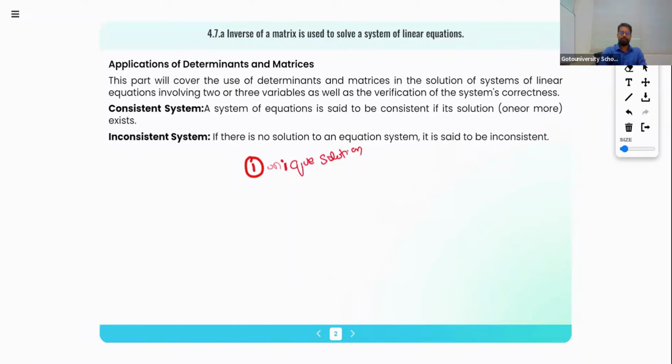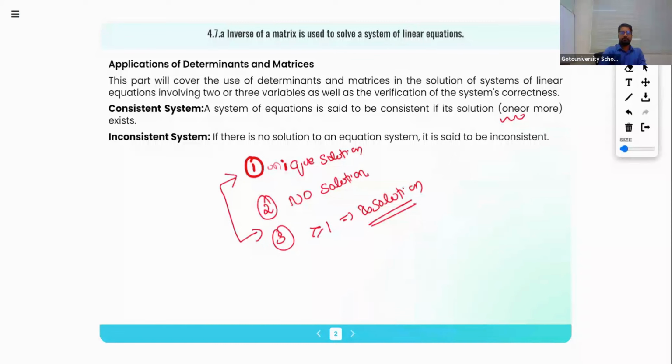Can you tell me the remaining two possibilities? It may have no solution, or zero solutions. The number of solutions is zero. Or it can have more than one solution, in most cases infinite solutions. Okay. So whenever a system of linear equations has one or more solutions, that is these two conditions, we say the system of linear equations is consistent.